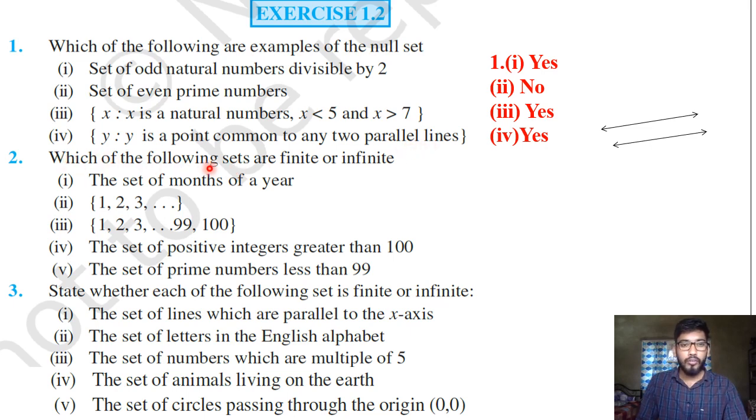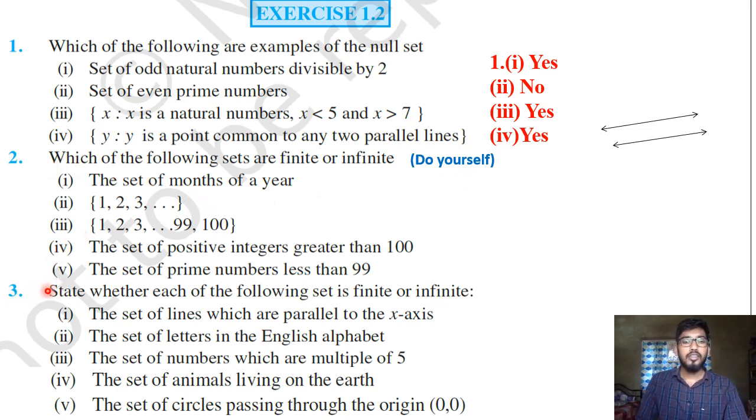Next, which of the following set are finite or infinite? The set of months of a year. There are 12 months. So that's why this is finite set. The rest I have written for you to do yourself. So question number 2, try it.